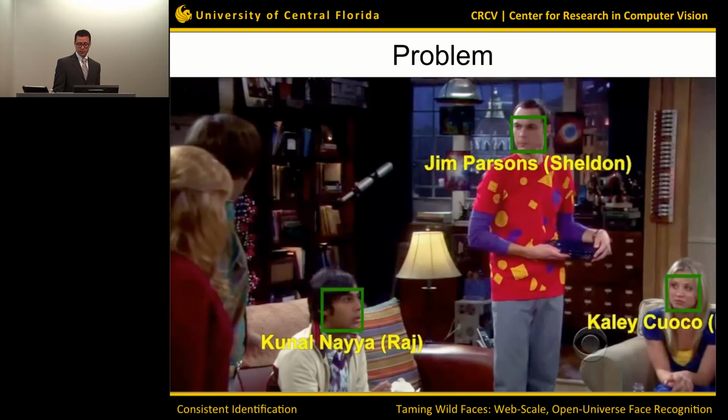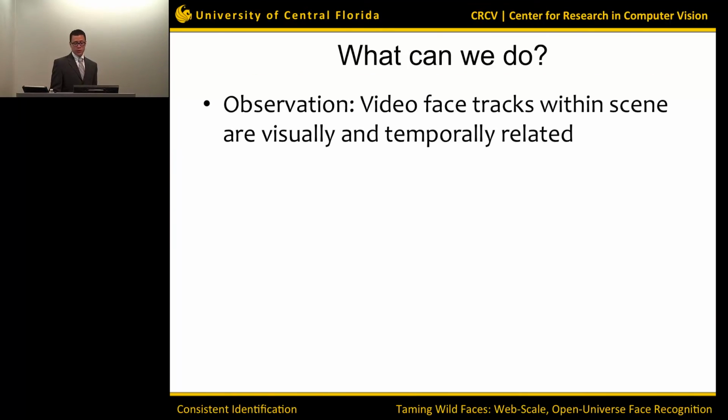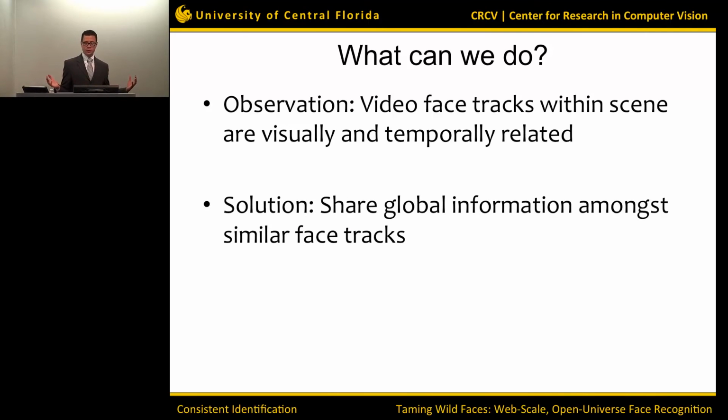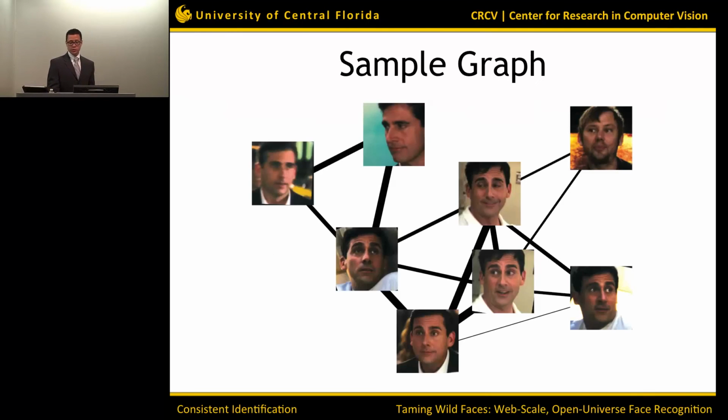So what can we do? Given this video, we can make the observation that the video face tracks within a scene are very related visually and temporally. So if we had global knowledge, we could actually share that information across all of the similar face tracks. And to show this, you can look at this sample graph here that I generated from the movie Date Night.